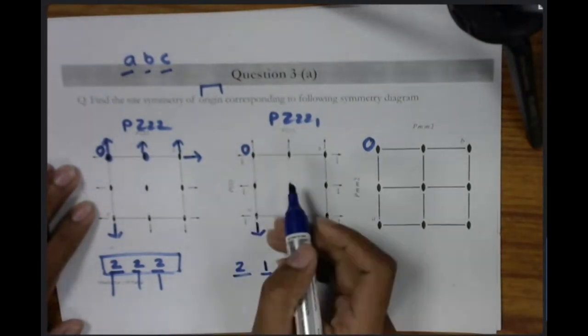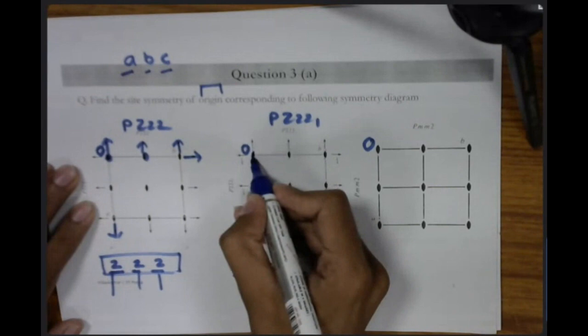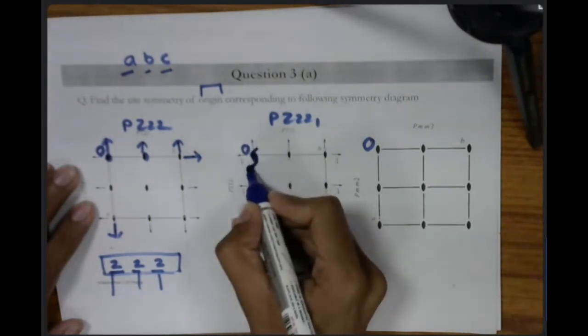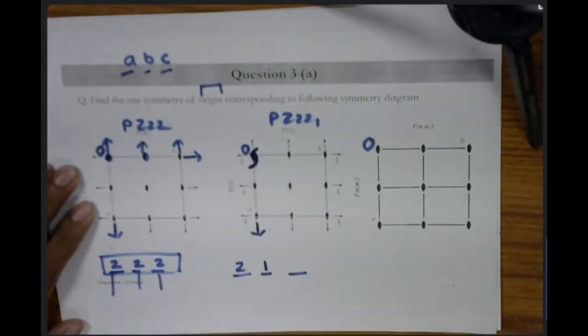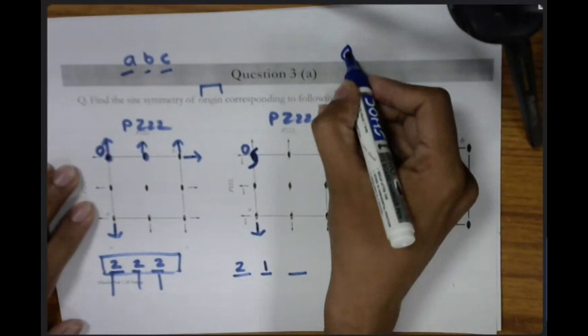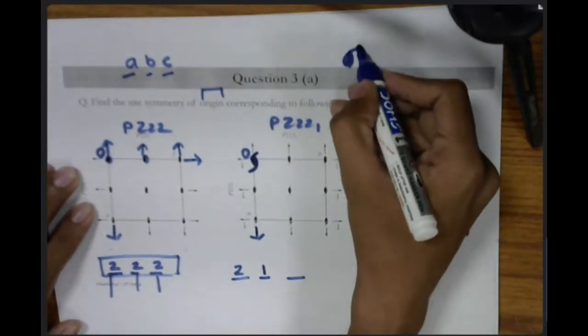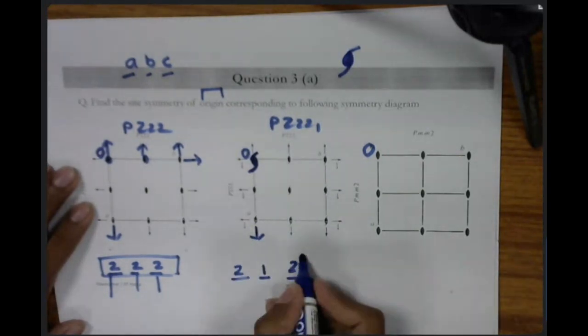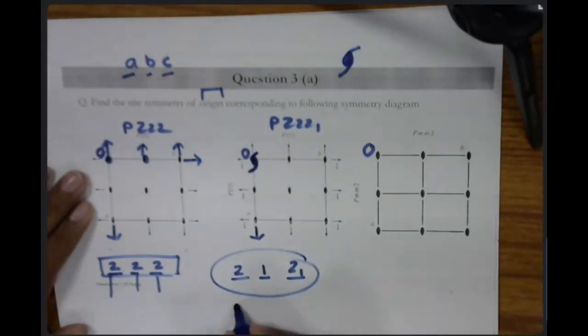This mark is telling us that it is a screw axis. It is of the twofold, since this symbol is there, this is a twofold. And this indication is that it's a screw axis. So we'll write 2 1. So the location of the origin, the site symmetry of the origin, is 2 1 2 1.